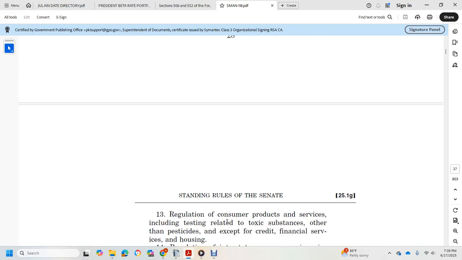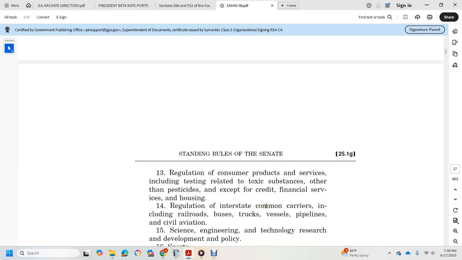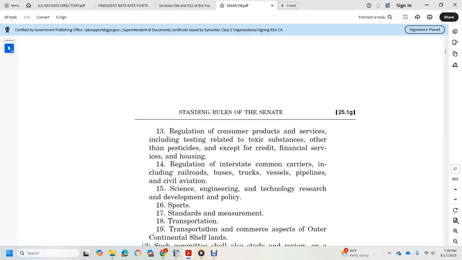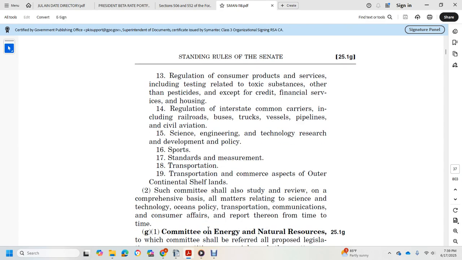13. Regulation of consumer products and services, including testing related to toxic substances, pesticides, capital credit, and financial servicing and housing. Regulation of interstate common carriers, including railroads, buses, trucks, vessels, and pipelines, civil aviation, science, energy, technology, research, development, and policy, sports, standard measures, and transportation, commerce aspects of outer continental shelf lands. Such committee shall also study and review on a comprehensive basis all matters relating to science and technology, ocean policy, transportation, communications, and consumer affairs, and report thereon from time to time.